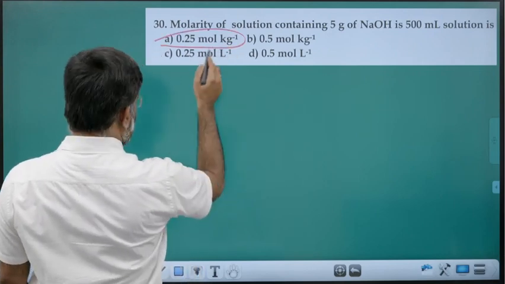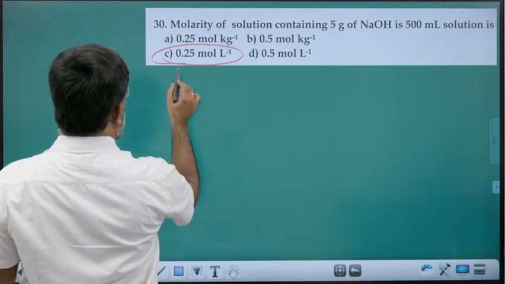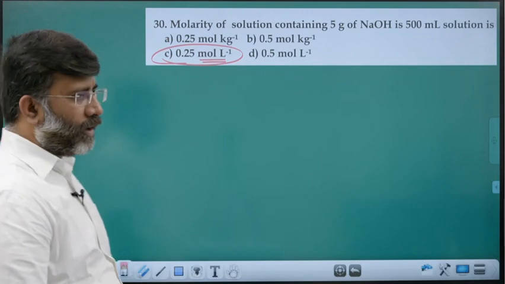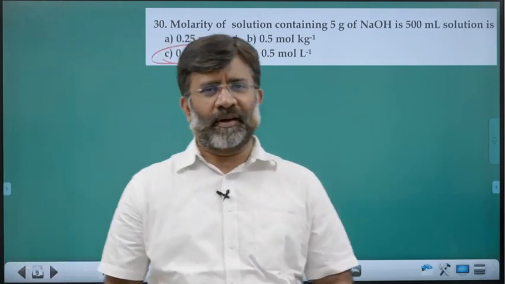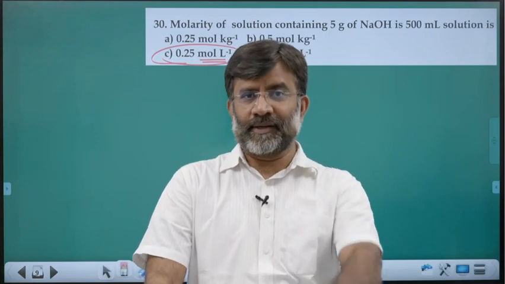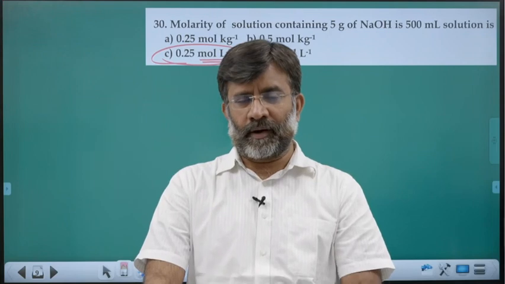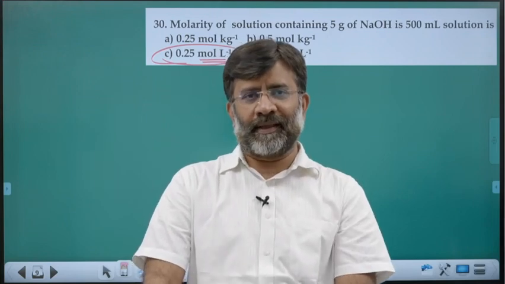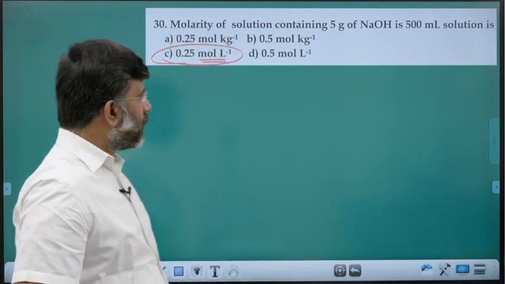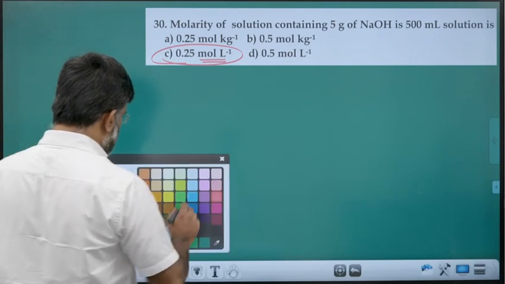Oh my God. Not option A, option C. 0.25 mole per liter. You see how the choices are given so as to trap us. Listen to the unit. If you are getting 0.25, don't simply jump on to option A. It is option C, mole per liter. The unit also has to be taken care of. I think you understood how the calculation was done.